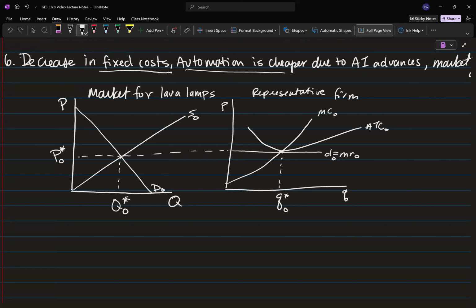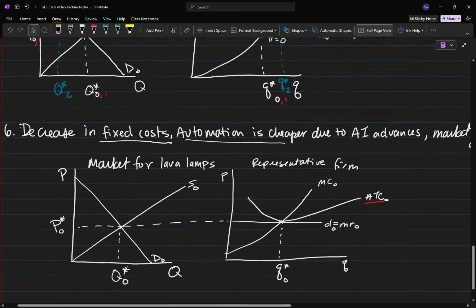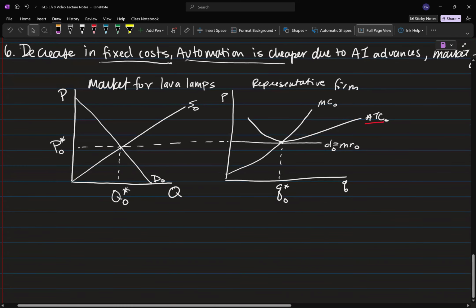Okay. So now we can go ahead and show the impact of our shock. We have a decrease in fixed costs. Because we're looking at fixed costs, that's only going to impact average total costs. Marginal costs are independent of fixed costs. So the firm's marginal cost curve as well as the market supply curve will not be affected. And since automation is now cheaper, we're going to see a decrease in the average total cost for the firm.